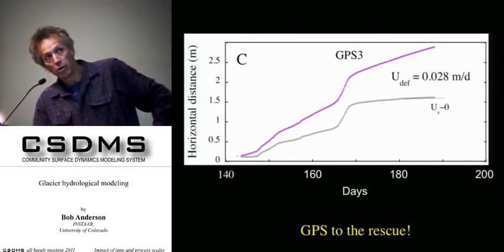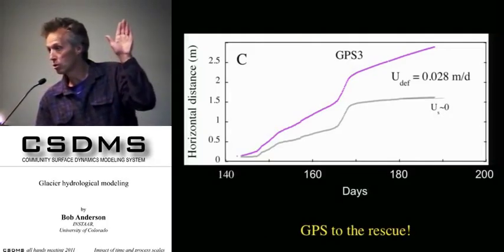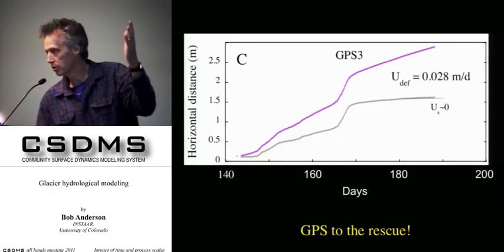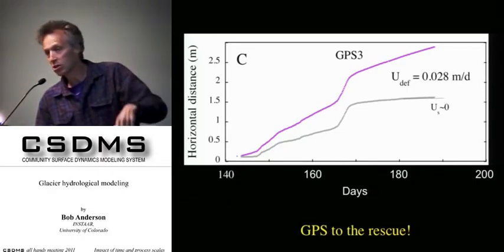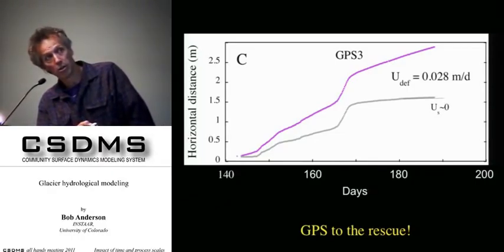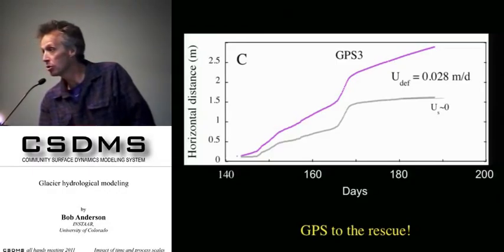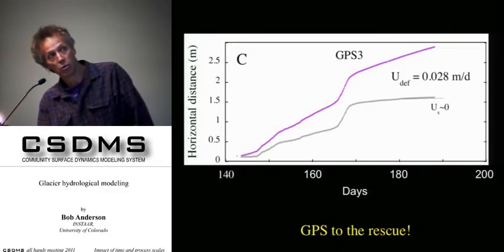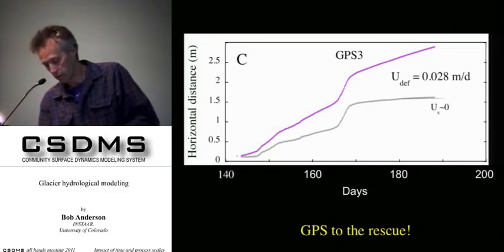I've taken out of that raw data the background speed, which is associated with internal deformation of the ice. Any variation in that speed has to be sliding at the bed. You're not going to change the viscosity of the ice on a short term, so that has to be sliding. So this bottom plot is the displacement time series associated with sliding. And you can see that there are a couple of events, one that gets it going here and then a big event here.